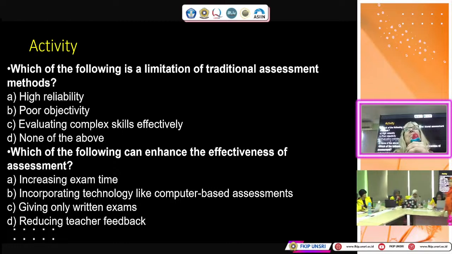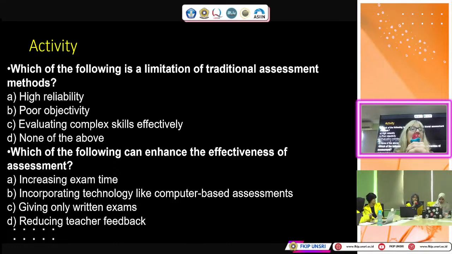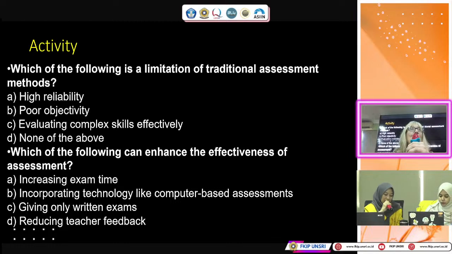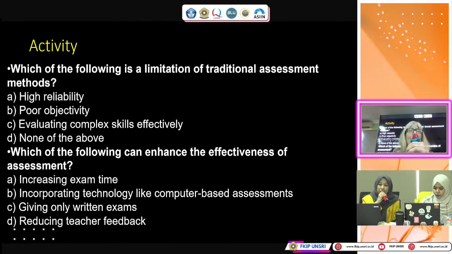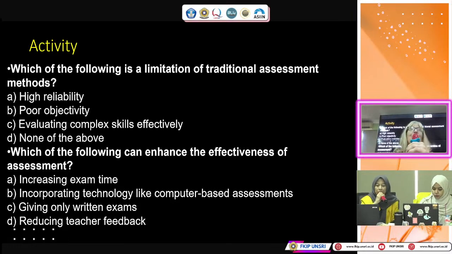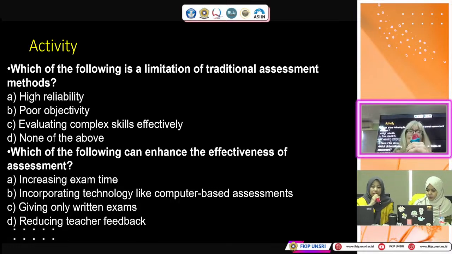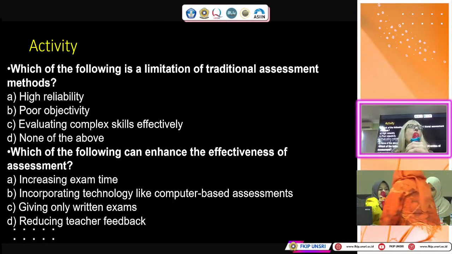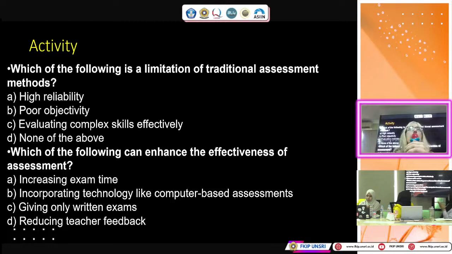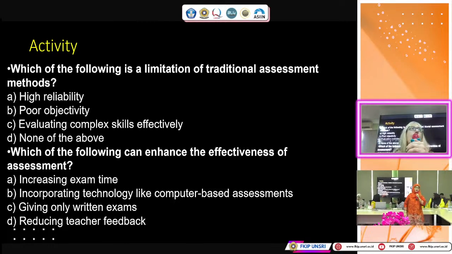I think the answer for the first question is poor objectivity, because the traditional assessment is to measure acquisition of knowledge. So it means that the one who masters the knowledge will get a higher score than other students. I think that's all. Good. Is that the only possible answer? It's a good one. She's getting full marks from me. But maybe there's another answer that can be different. Anybody has a different answer, maybe?